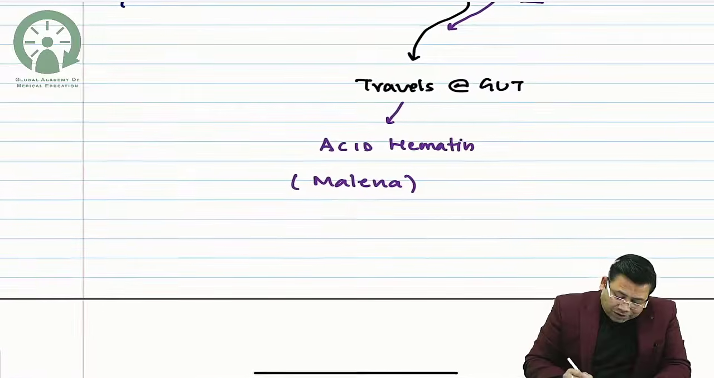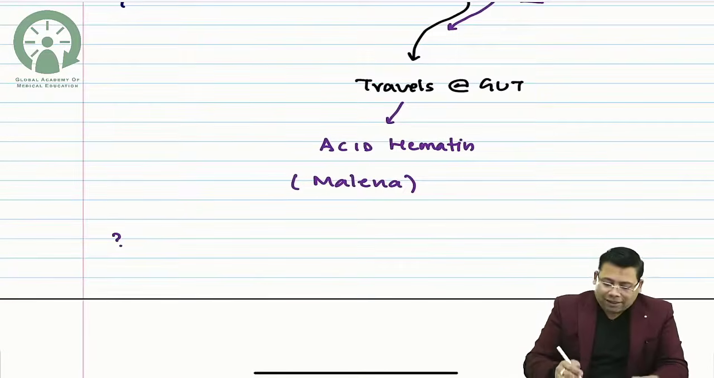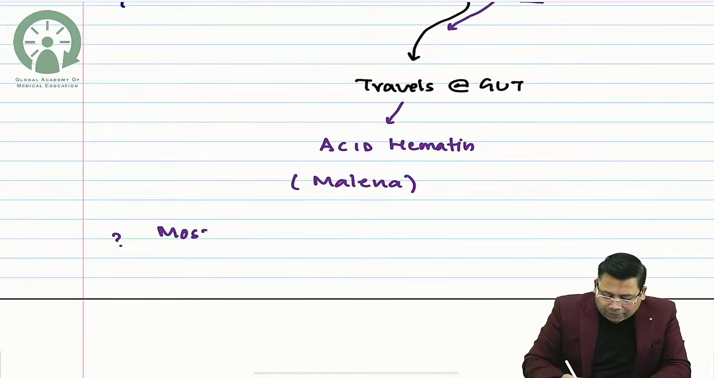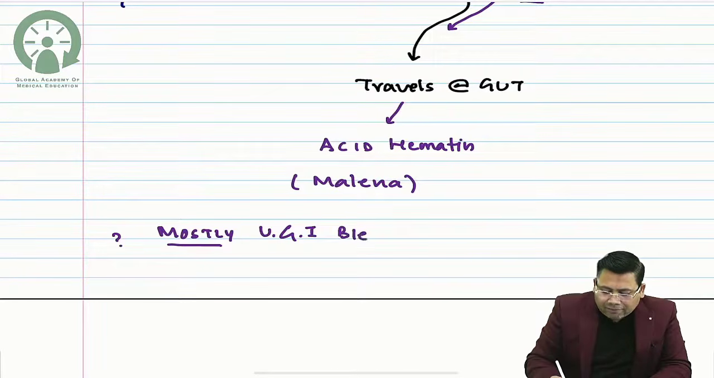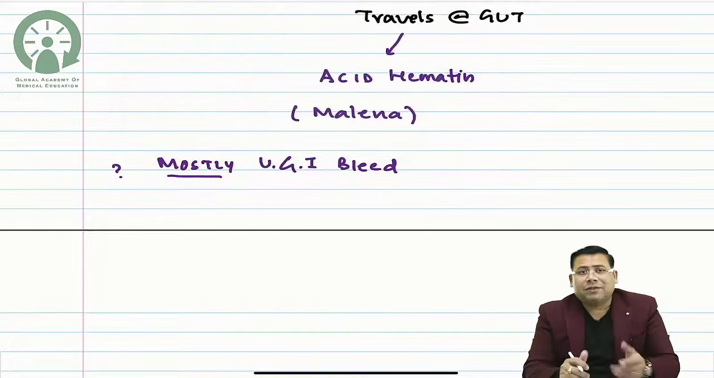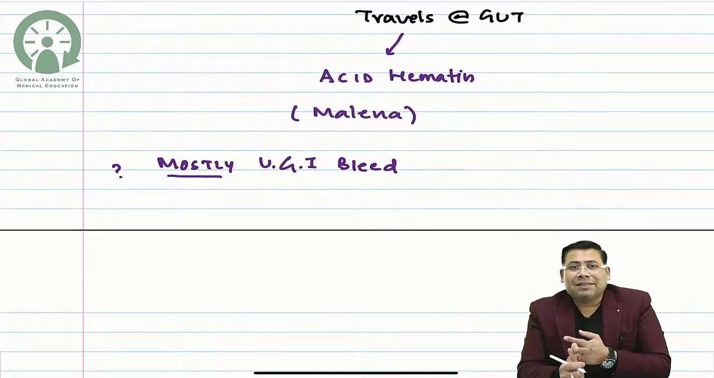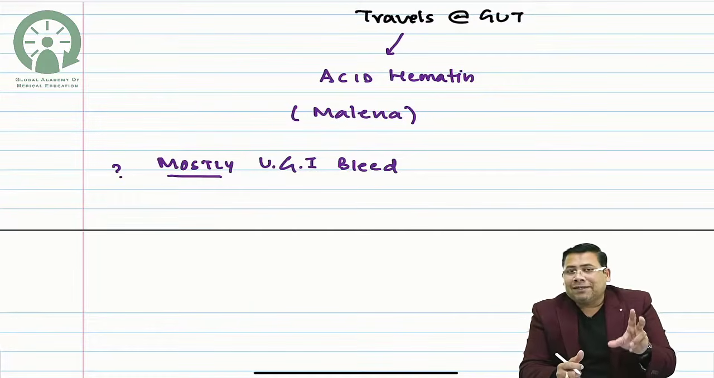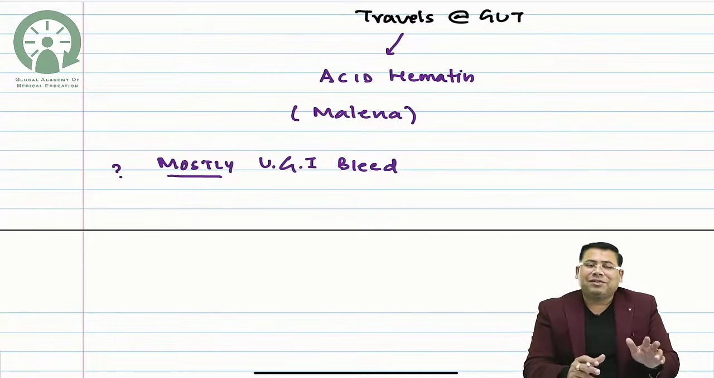Now the question is, okay, we understand it is mostly upper GI bleed. So can melena be a lower GI bleed? Now there are two big troubles. First of all, acid is not there, but yes, the colonic flora, the intestinal flora, has a peroxidase activity. But what do you need? A sufficient time.